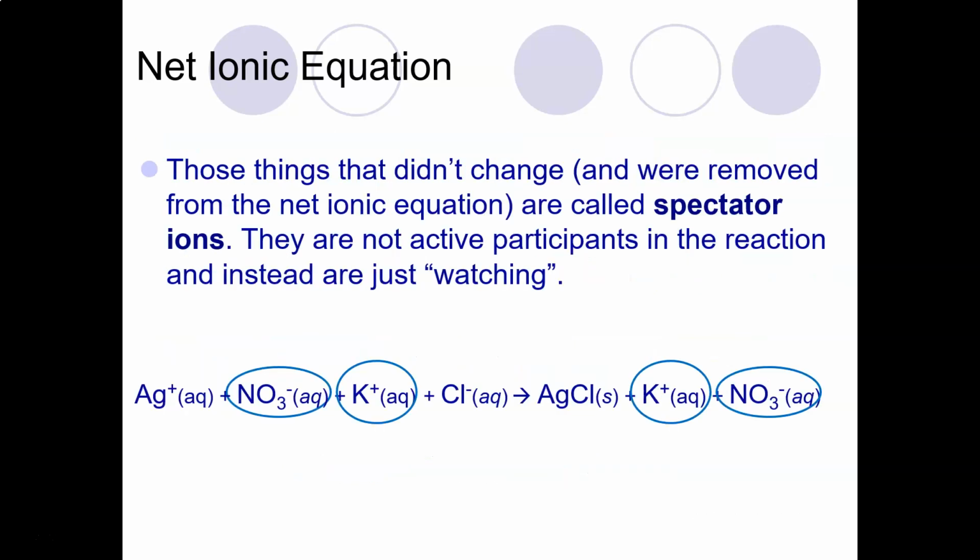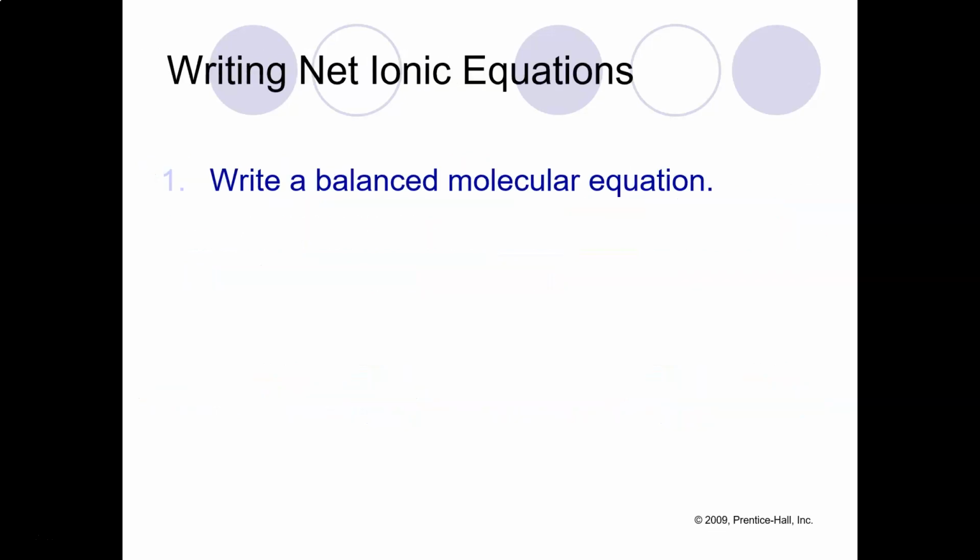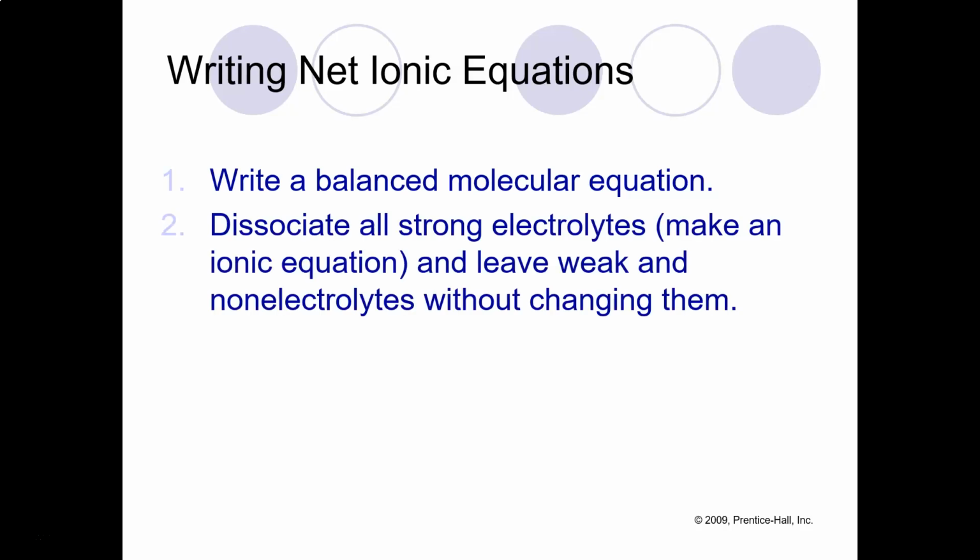Okay, so here's the definition of spectator ions. We already talked about it, but there it is. They're the ones that are not participating, but are just watching the reaction. Okay, so I made steps for this as well. Step 1, write a balanced molecular equation. So if I say, write the net ionic equation of this, you have to start with the balanced molecular equation. I may have given it to you, or I may not have. So first of all, make sure you have the balanced molecular equation. Step 2, identify all the strong electrolytes to make an ionic equation, leaving the weak electrolytes and the non-electrolytes alone.